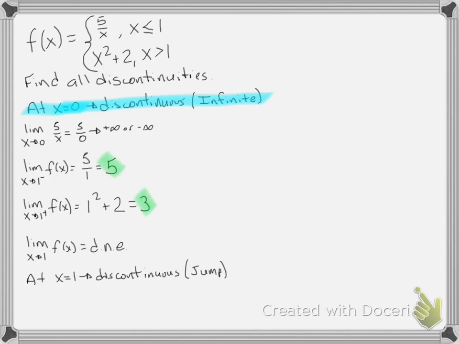So we have our infinite discontinuity from having a vertical asymptote. We have a jump discontinuity because of the piecewise defined function. There's nothing else. There's no other points where we divide by 0. There's no other breakpoints. We're good to go. Discontinuities at x equals 0 and at x equals 1.